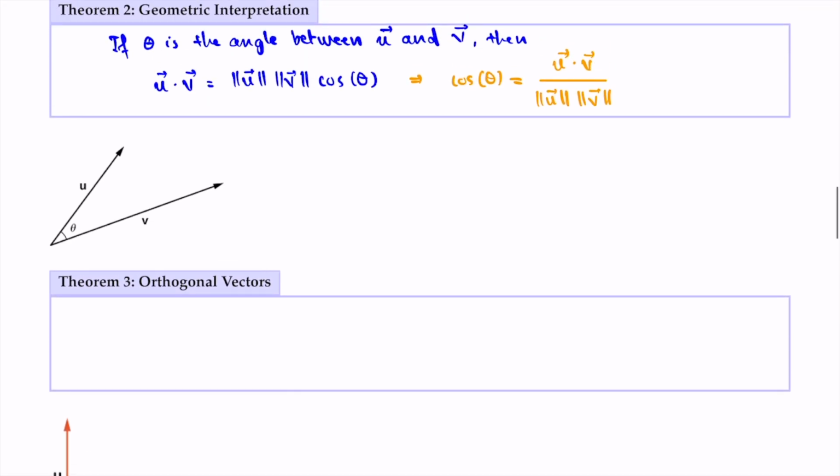Now, using the formula of the geometric interpretation of the dot product, you can determine the angle between the two vectors. And one of the applications of the formula cosine of theta equal to u dot v over the magnitude of u times the magnitude of v is for us to determine if the two vectors are orthogonal to one another. So the idea of orthogonal vectors is that we want to know if the two vectors form a 90-degree angle or not, or if they are perpendicular to one another or not.